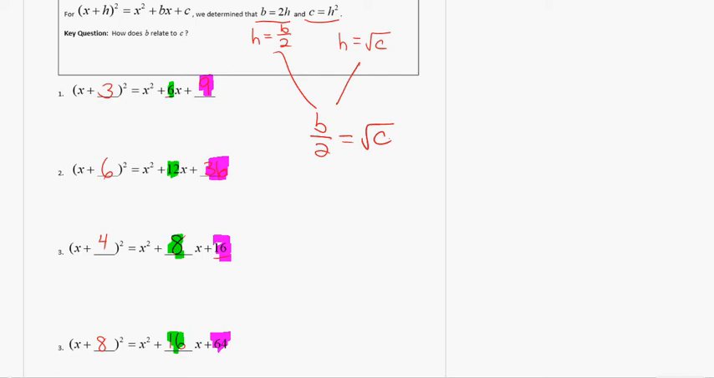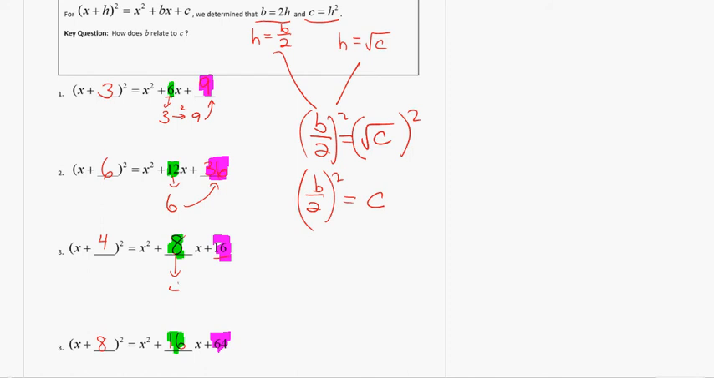So I'm going to solve for c, because I think that becomes a little bit more obvious as to what's going on here. So I'm going to square both sides. So c is the same as half of b quantity squared. So let's look at that. If I take half of b, that's 3, and then I square it, I get 9. Half of 12 is 6, squared is 36. Half of 8 is 4, squared 16. Half of 16 is 8, squared 64.